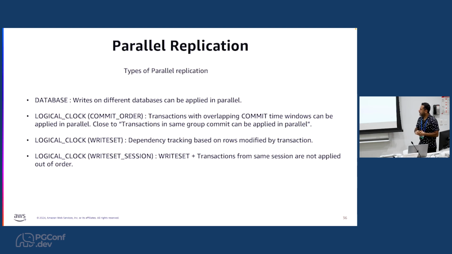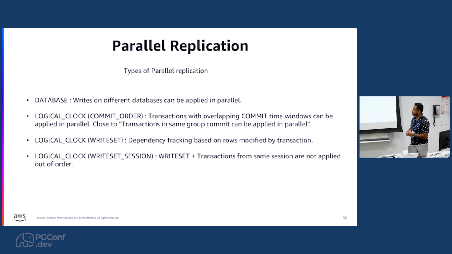After commit order, MySQL implemented write set order parallel replication, which is, I would say, a bit more advanced, and can be even faster than commit order. In write set parallel replication, what MySQL is doing is keeping track on the source of which transaction modified which row. Let's say I have a write transaction that modified a bunch of rows. MySQL will write to the binary log, but it will also write the information about what was the most recent transaction that modified any of those rows. And this information will be present in the binary log.